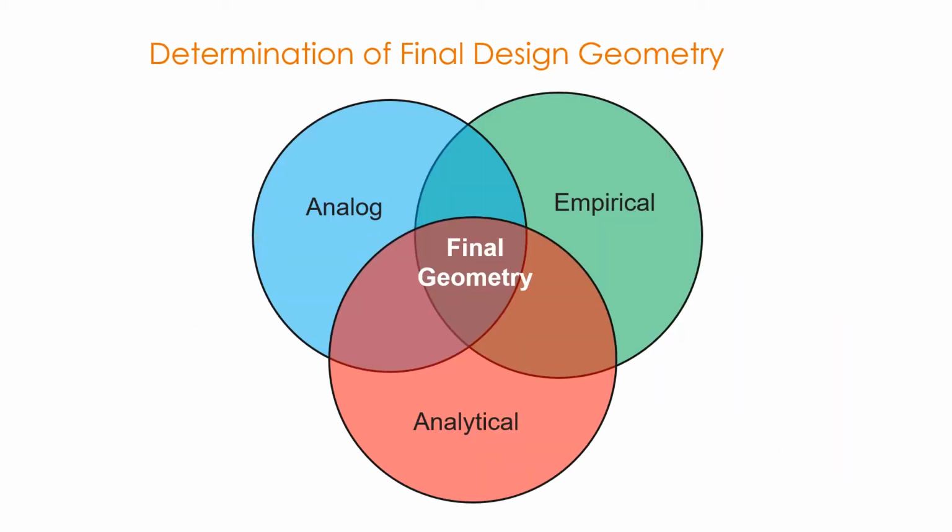In terms of determining your final design, again, we talked about 3 different approaches. These aren't the only 3 approaches, but in terms of your final design, it is best if you use a variety of different methods to corroborate results and come up with some final geometry. In the Venn diagram provided here, you can see an example of how you could use the analog, analytical, and empirical approaches to come up with final geometry.